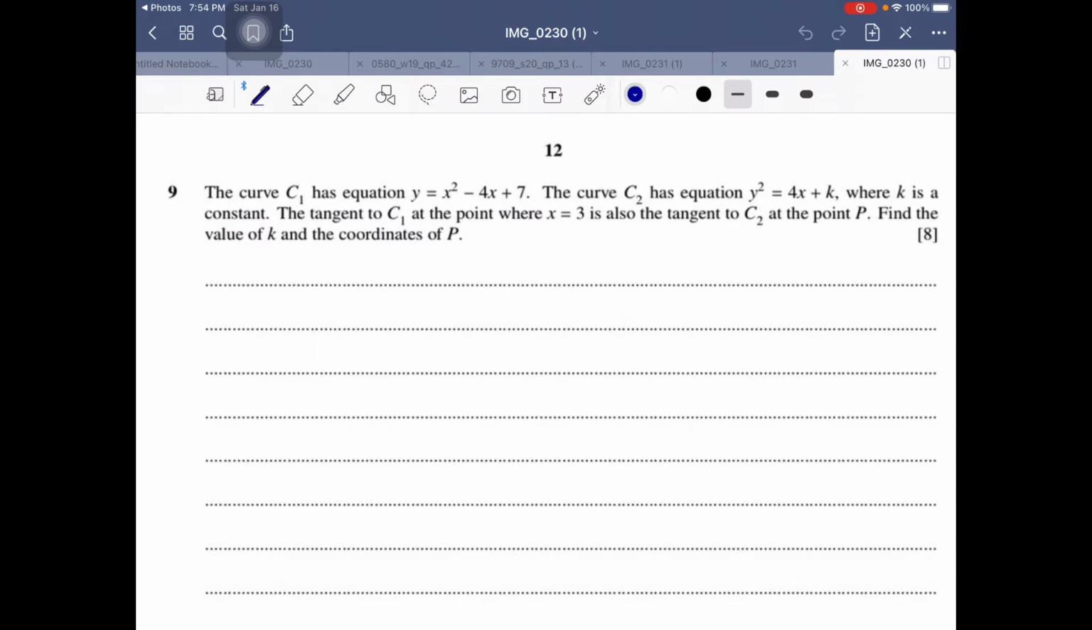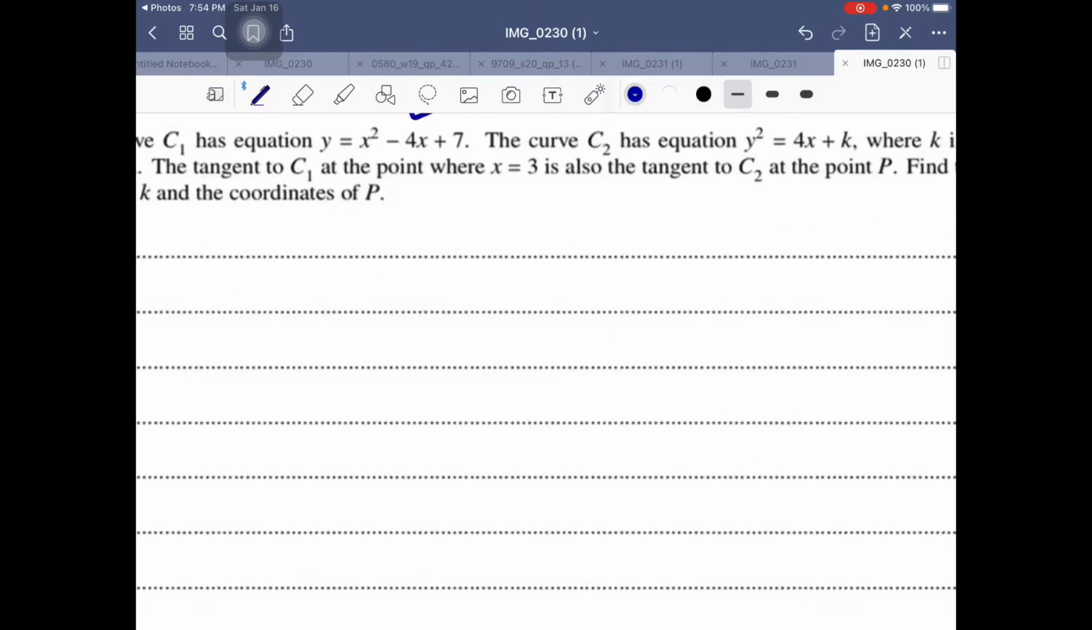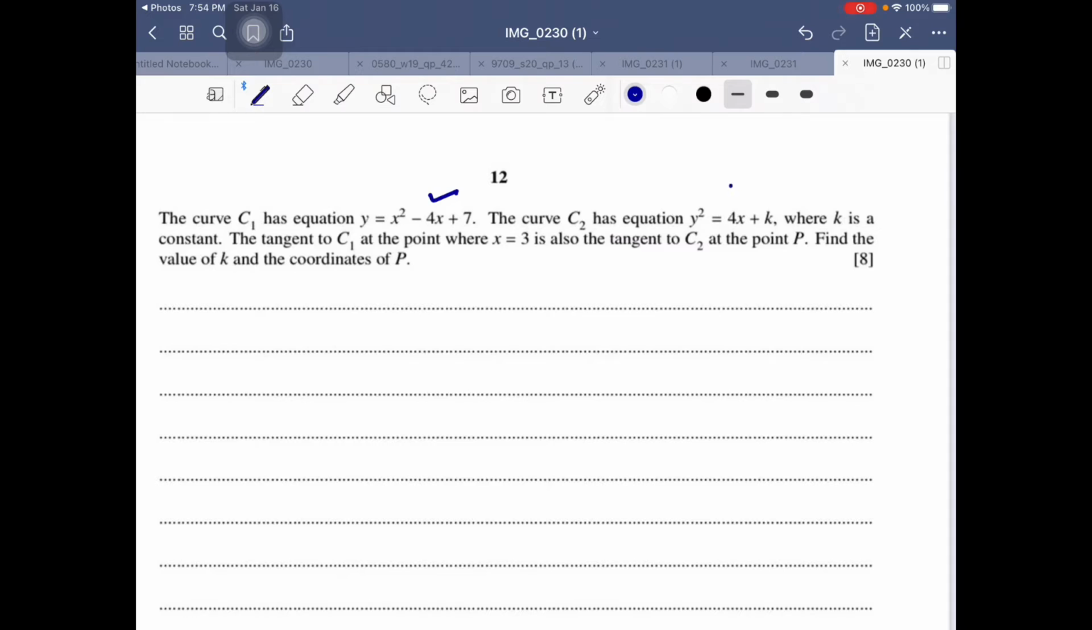The curve C1 has equation y equal to this one. The curve C2 has equation y squared is equal to this one. So basically there are two curves right here. The first curve is C1, and its equation is y equals x squared minus 4x plus 7. There is a second curve here, C2, and its equation is y squared equals 4x plus k, and k is a constant.